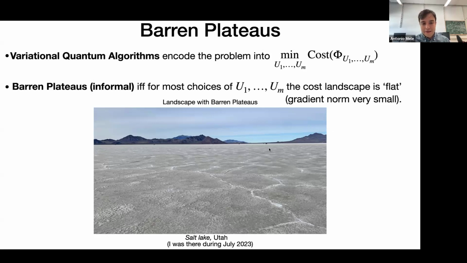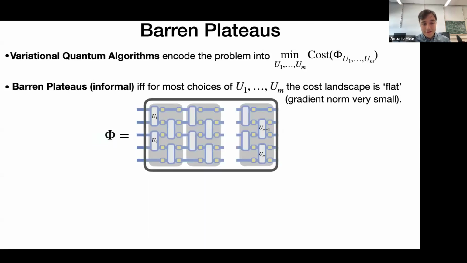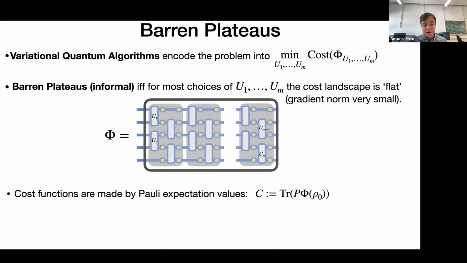So let's go back to this circuit framework. In variational quantum algorithms, cost functions are usually made of Pauli expectation values, and the Pauli expectation values are estimated through samples from your quantum circuit.